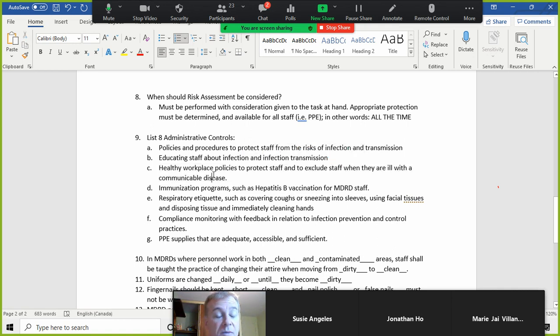What do you do when you're sick? Do you stay home? Do you go to work? All these kinds of things. These are administrative controls. Immunization programs such as Hep B and COVID-19. All hospitals are mandating immunization for COVID-19. That's policy. Respiratory etiquette such as covering coughs. Compliance monitoring with feedback in relation to infection prevention.